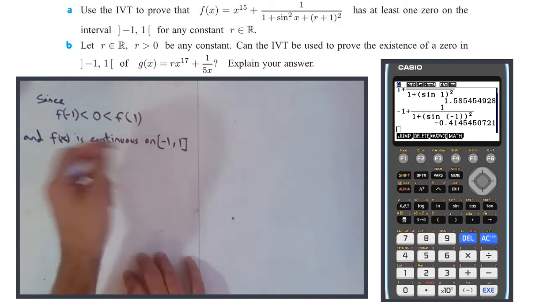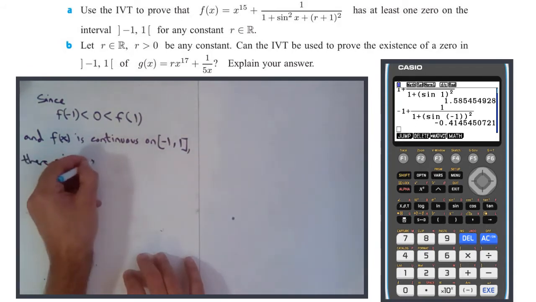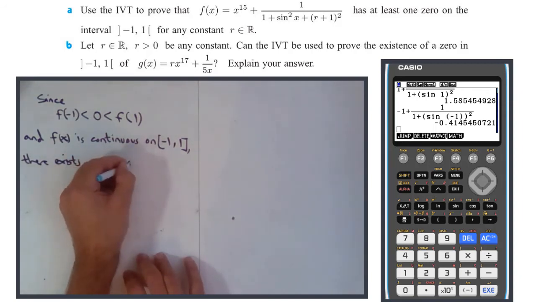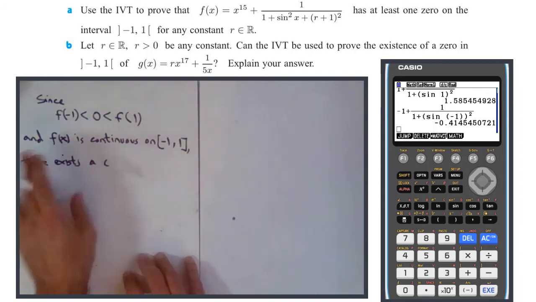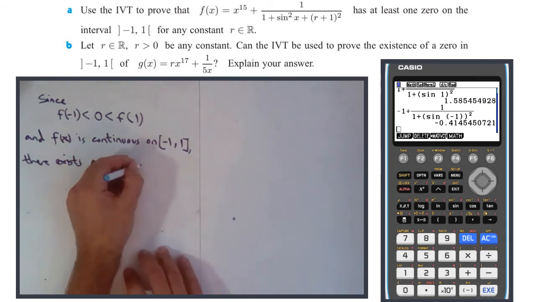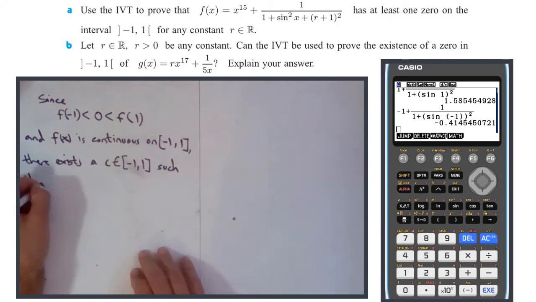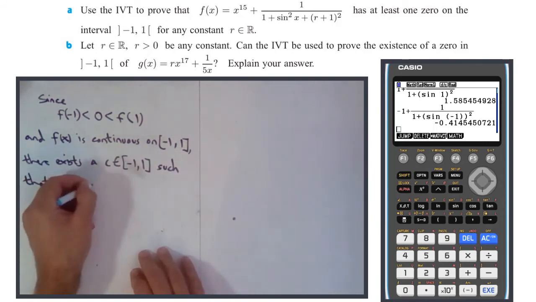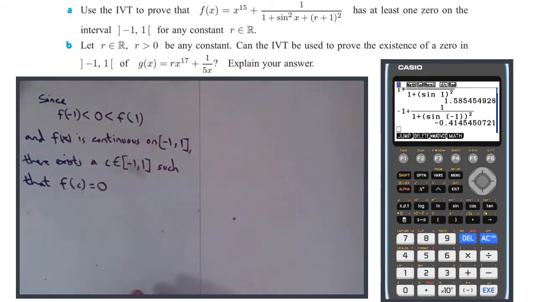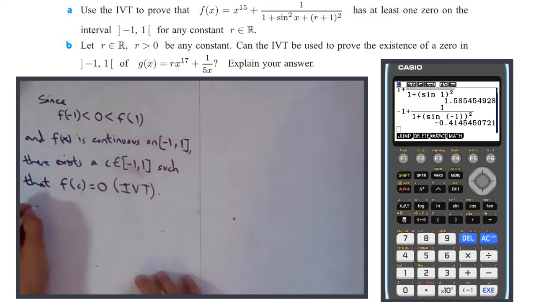Okay, so since both of those things are true, there exists a c in this interval such that f of c equals 0. So there is a 0, and the reason why we know this is because of the intermediate value theorem. So there is a 0.